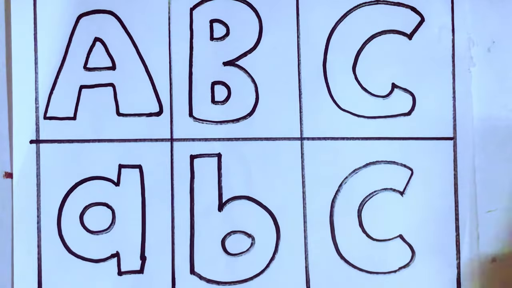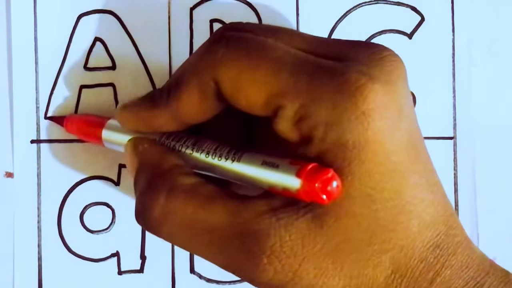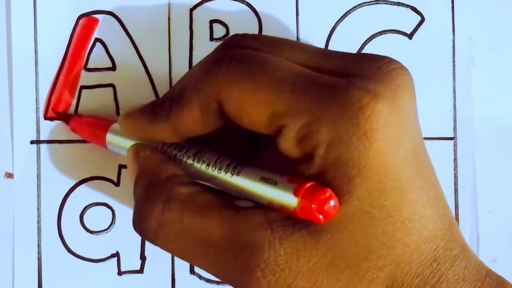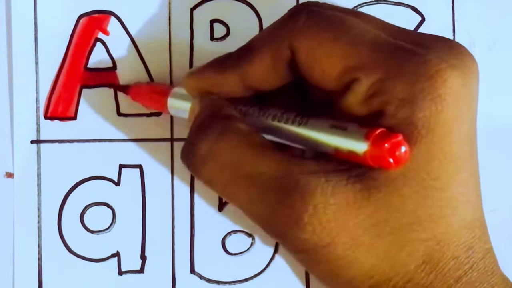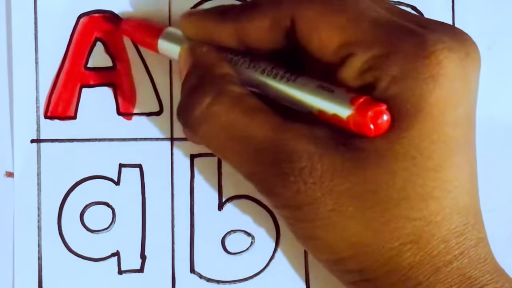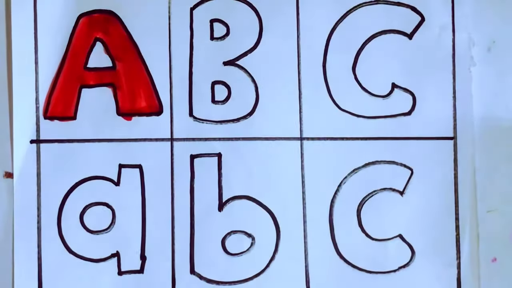Okay, let's draw the alphabets. Capital alphabets. Red color. A. Which letter kids? A. A for apple. A-P-P-L-E. Apple. Capital A.